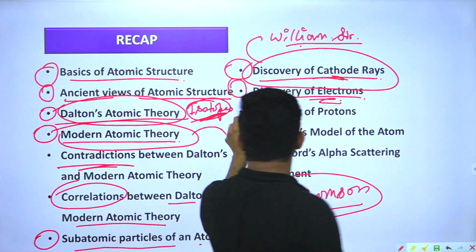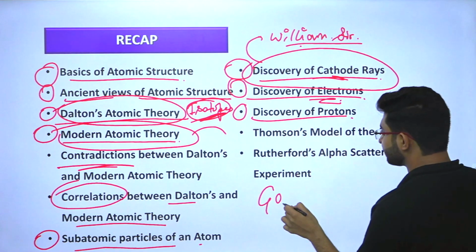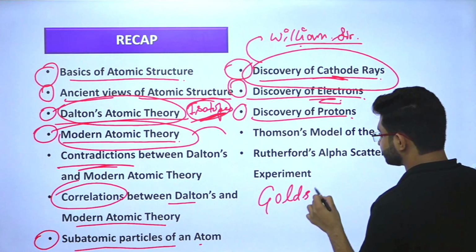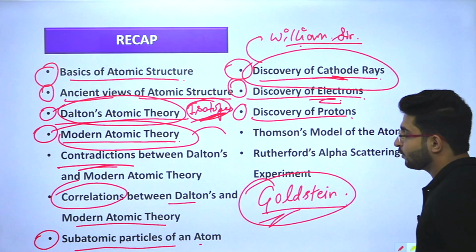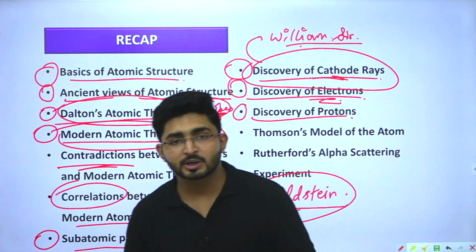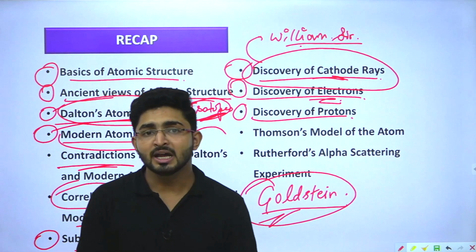After that, we have studied discovery of protons that was done by Goldstein, and he studied what? He just used a perforated cathode ray tube in which he used perforated cathode, and then he saw what?